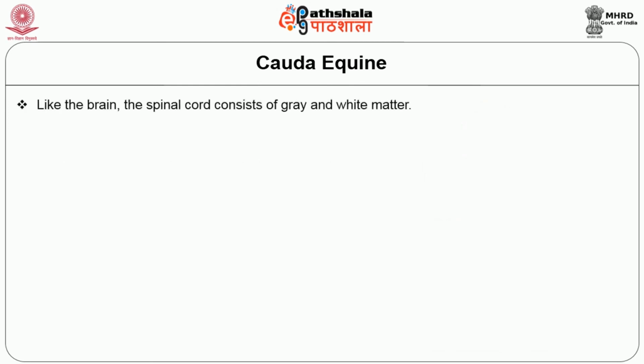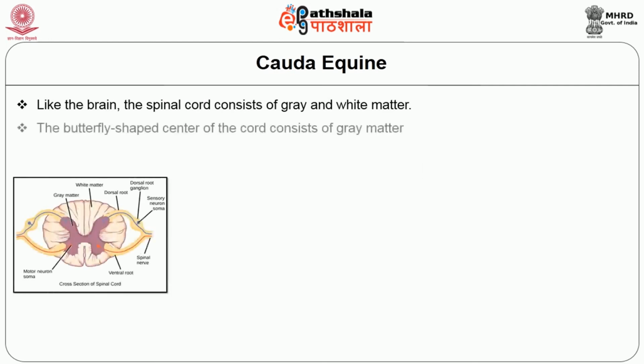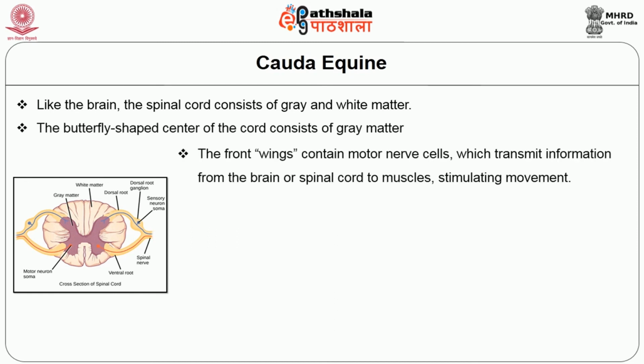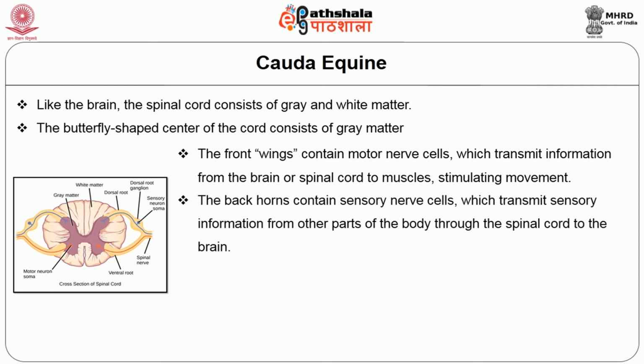Like the brain, the spinal cord consists of grey and white matter. The butterfly-shaped center of the cord consists of grey matter. The front wings, called horns, contain motor nerve cells which transmit information from the brain or spinal cord to the muscles, stimulating movements. The back horns contain sensory nerve cells which transmit sensory information from other parts of the body through the spinal cord to the brain.